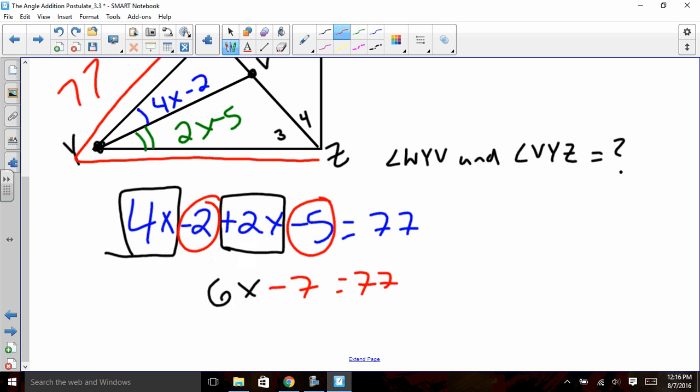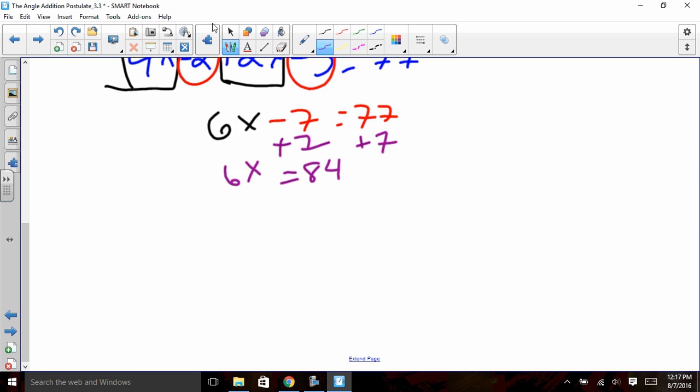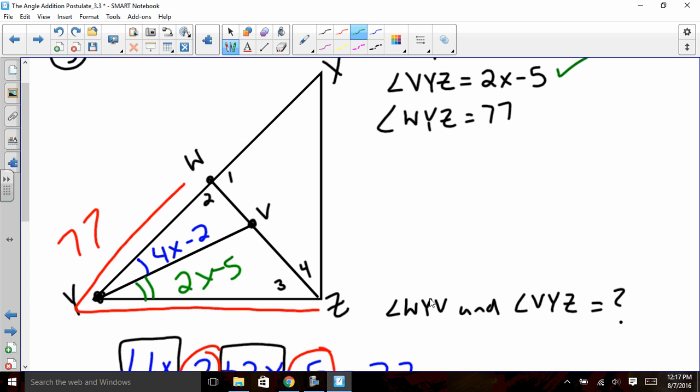So we're going to approach this like any other equation now. We're going to undo that -7, which will give me 6x equaling 84. Then we're going to divide both sides by 6. And x is 14. Okay, so we know that x is 14.